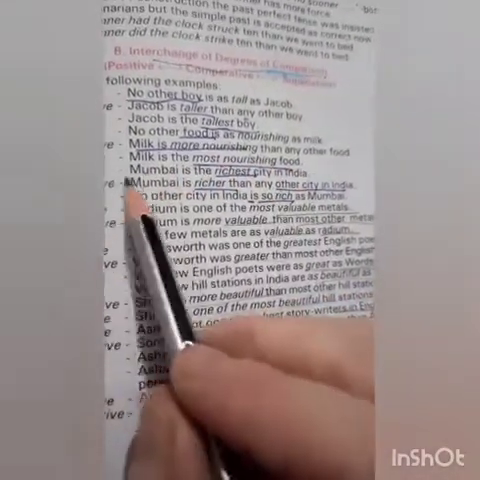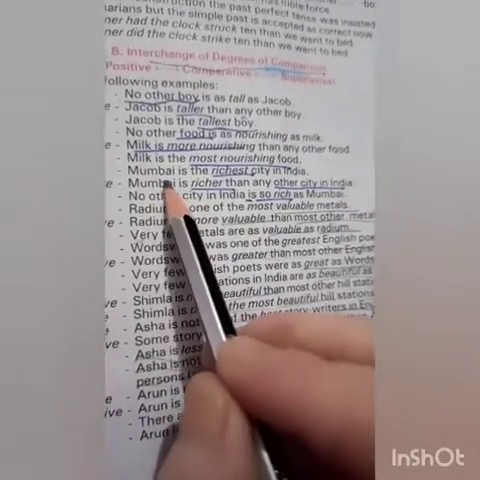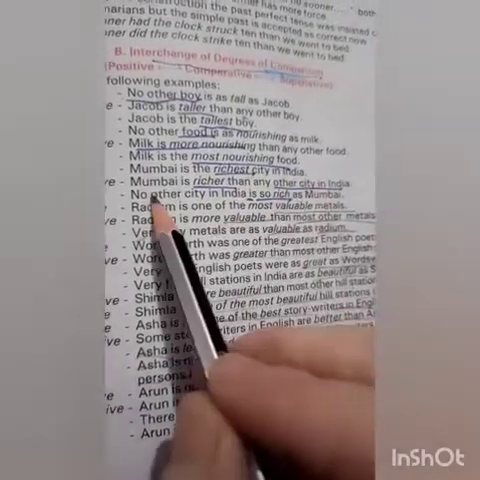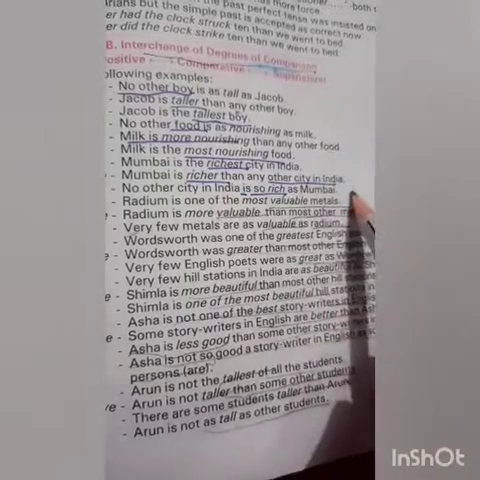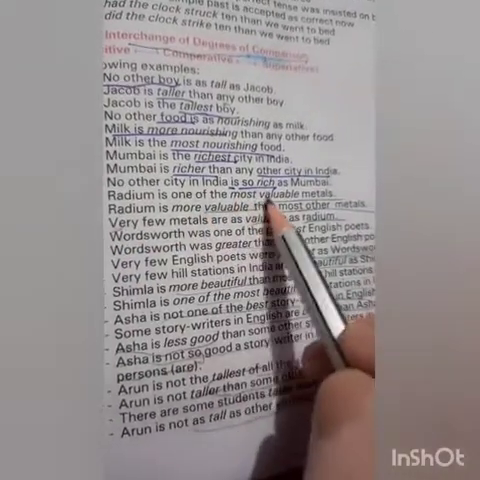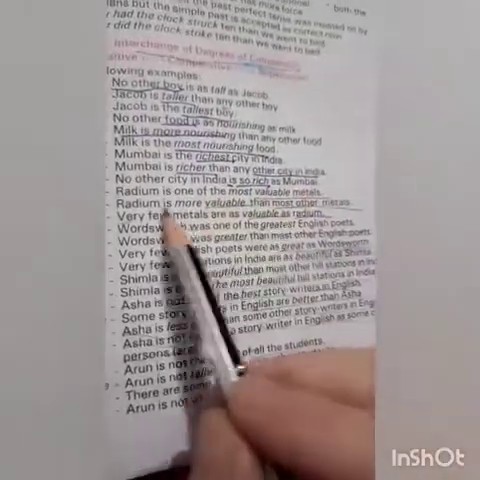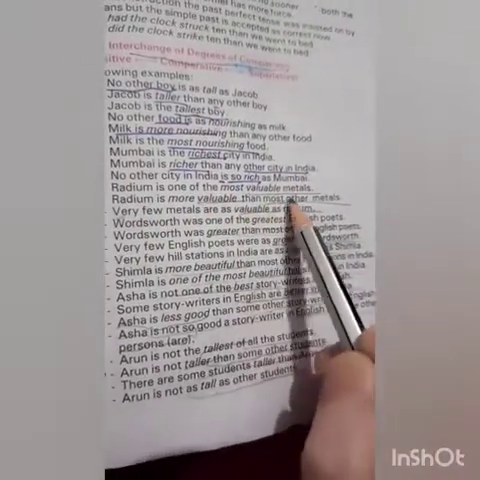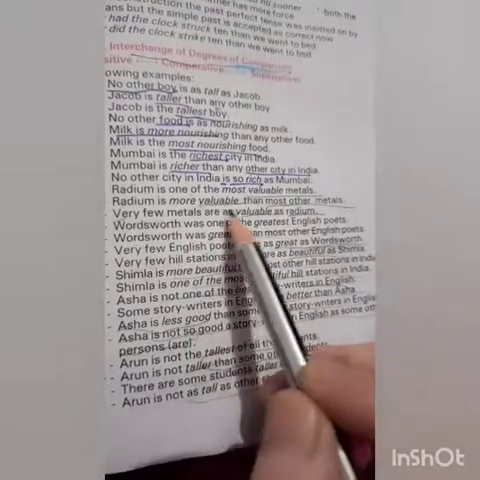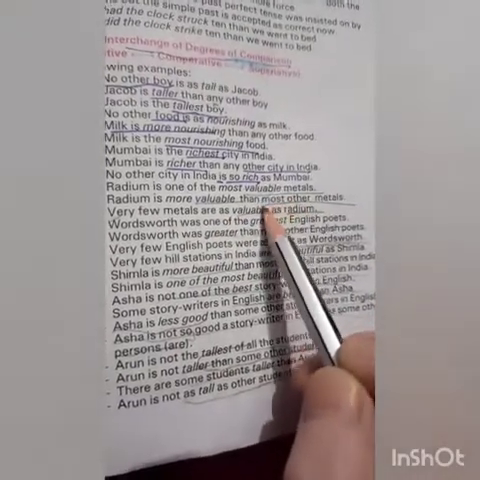Right? Now, Mumbai is the richest city in India. Mumbai is richer than any other city in India. No other city in India is so rich as Mumbai. Okay. Next, radium is one of the most valuable metals. Radium is more valuable than most other metals.